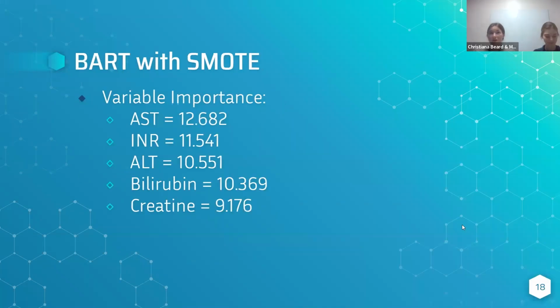Then we also applied BART with our SMOTE data set, and the variable importance also changed a little bit. So we have AST and INR. INR was still relatively important, but we did see AST here.